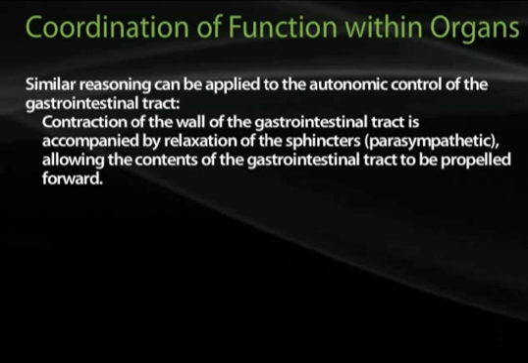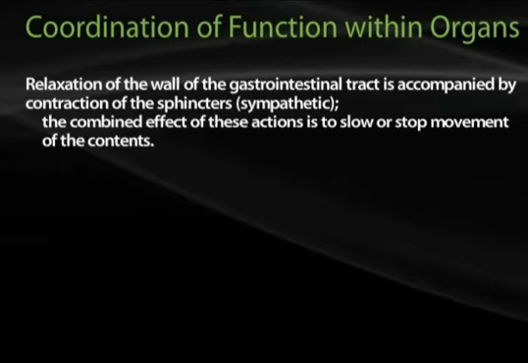Similar reasoning can be applied to the autonomic control of the GI tract. Contraction of the wall of the gastrointestinal tract is accompanied by relaxation of the sphincters. This is a parasympathetic response. This allows the contents of the GI tract to be propelled forward. Relaxation of the wall of the GI tract is accompanied by contraction of the sphincters, and this is a sympathetic response, and the combined effect of these actions is to slow or stop movement of the contents of the GI tract.